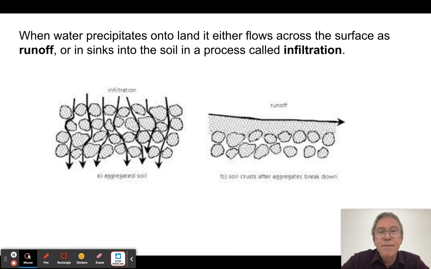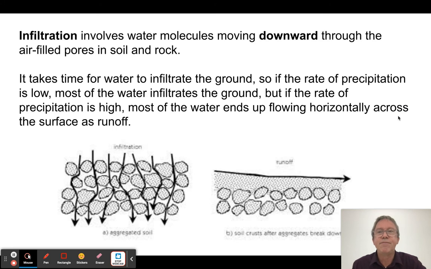But this takes time. And if water isn't able to do that, then it will flow horizontally across the ground in what we call surface runoff. So basically, there's two options when the water lands on the ground. It can either infiltrate into the soil, or travel horizontally across the soil as runoff.